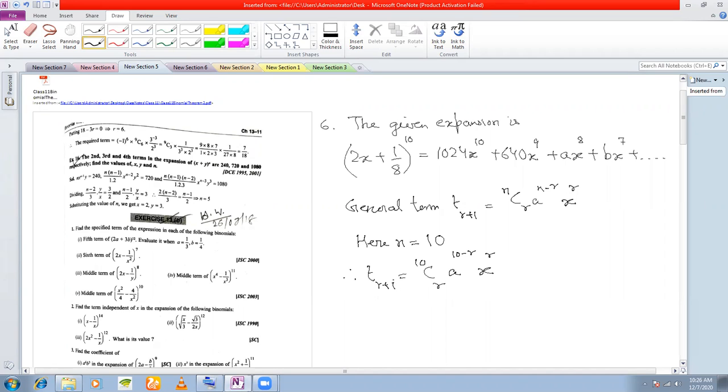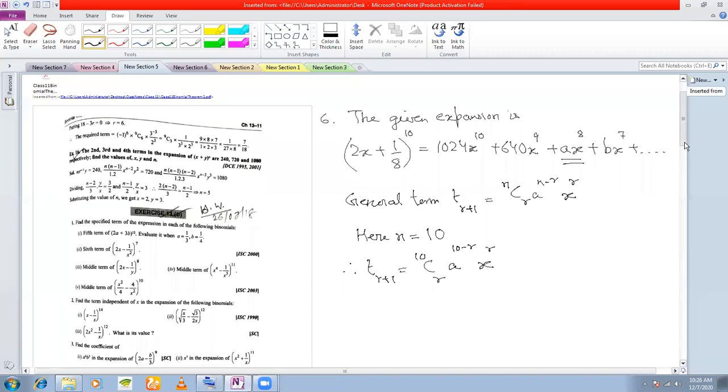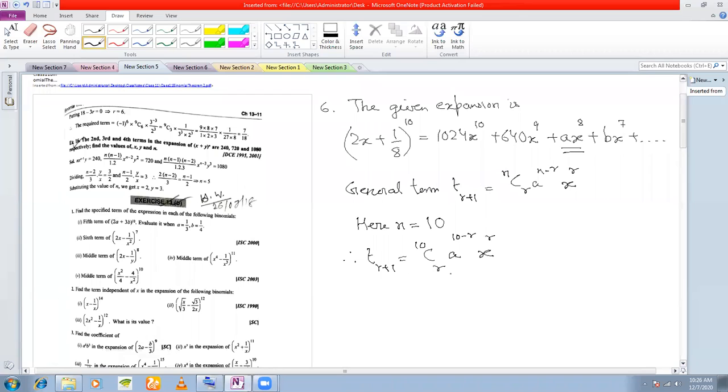Okay, now you need to calculate the values of a and b. Now if you see in a, attached to a, what is the power of x? The power of x is 8. So this power should be 8. The power of x should be 8 if I want to calculate the value of a, right?